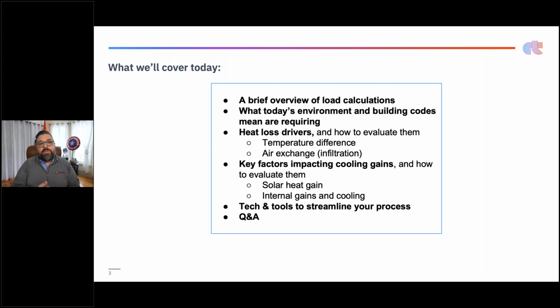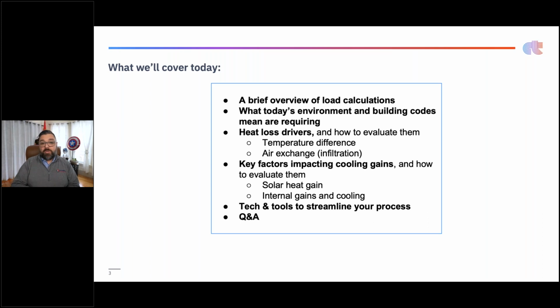And really what we want to do is give you a brief overview of load calculations and how it fits into building codes and what's required, right? Also, we want to spend some time on the things that impact the loads the most, like the two major things, temperature difference and infiltration for heat loss, and what you should be using in the load calculation software to get the most accurate calculation, right? Because it is a calculator.